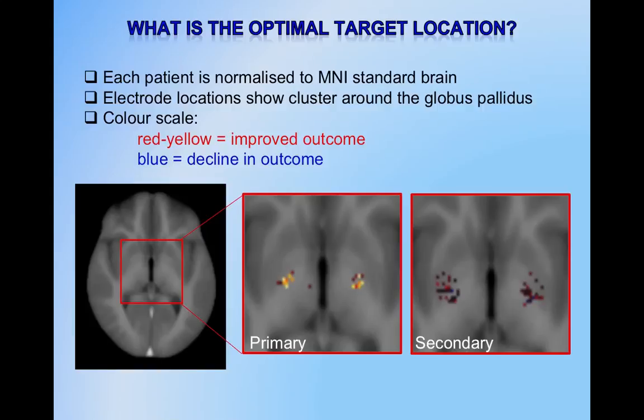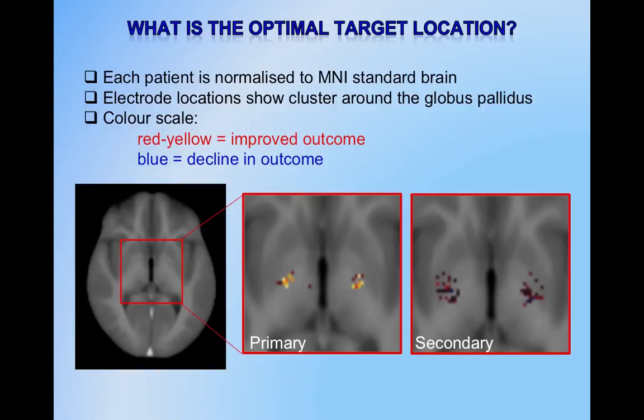So what we're trying to do in the research here is we've taken all of the patients that have been scanned over the last so many years at King's. We've registered their brains into a standard template again. And we've looked at where the distribution of the electrodes is for all of these patients in the standard space. And then what we've done here is we've color-coded, so these are all of the different electrodes for some of the patients we've looked at, and we've color-coded it according to outcome.